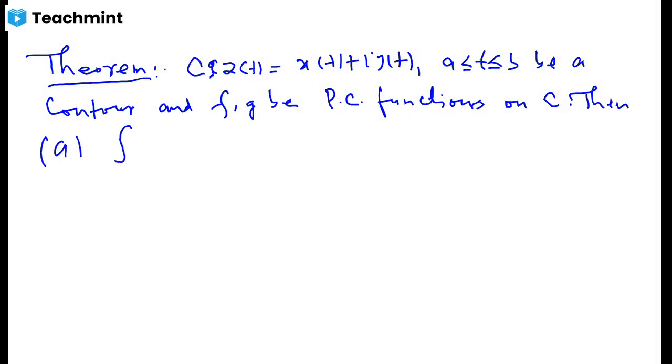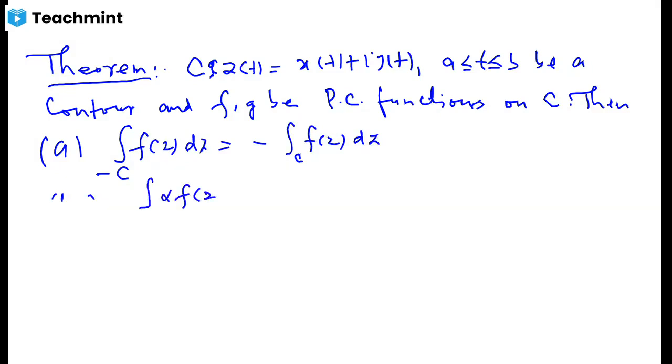First, the integral over the negative of C. I will define what is the negative of a contour: the integral of f of z dz over negative C is equal to minus the integral over C of f of z dz. If you multiply this function with any constant and integrate, take this line integral over C, then the constant can be brought outside. All these things follow from the definition of the integral, just line integration, nothing else.